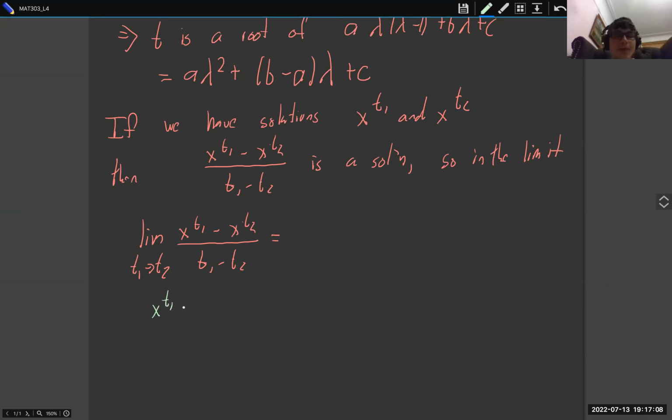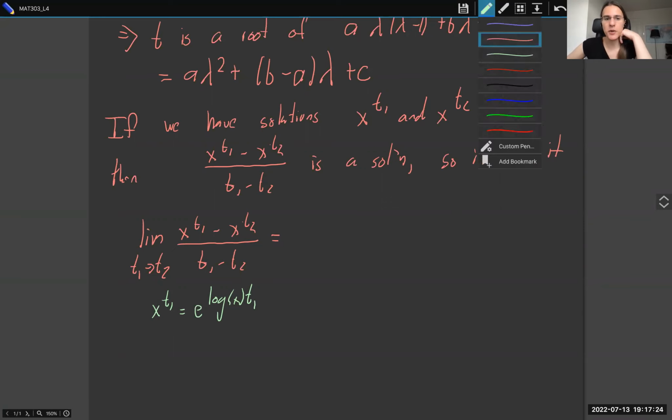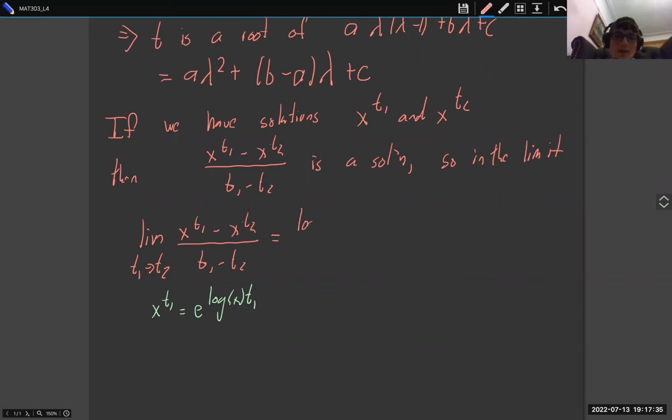Like e to the log x t1. Yes, exactly. And remember that x is just a number, so log x is just a constant. So when I differentiate this, what do I get? Log x e to the log x t1, which I can just rewrite as x to the t1. And then the derivative of t1 is 1.